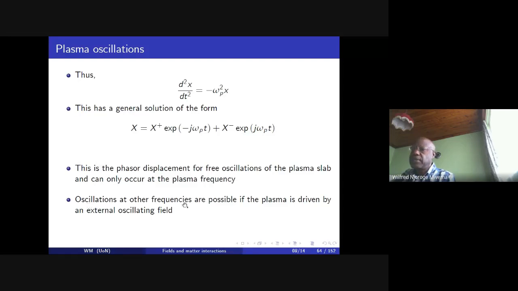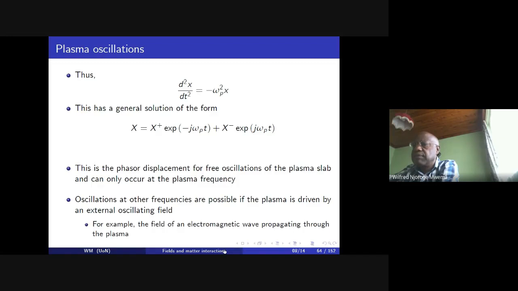So oscillations at other frequencies will of course be possible if the plasma is then driven by an external oscillating field. An example would be an electromagnetic wave propagating through that plasma, just like what we said before. Say, for example, a communication signal leaving the ISS, or the International Space Station, and being beamed down to Earth. It must pass through the ionosphere.